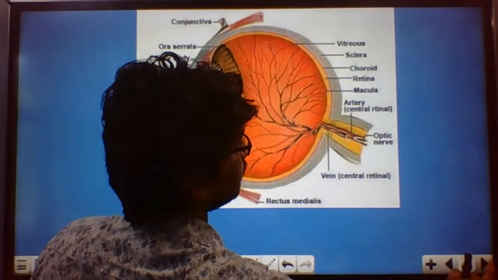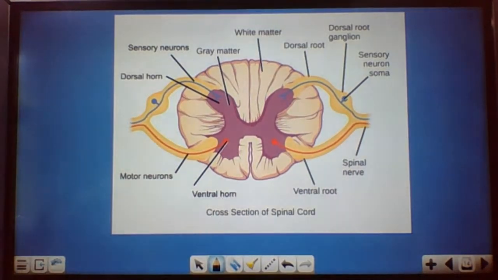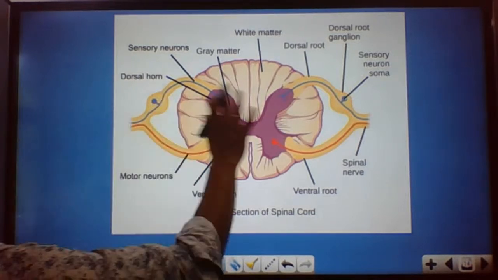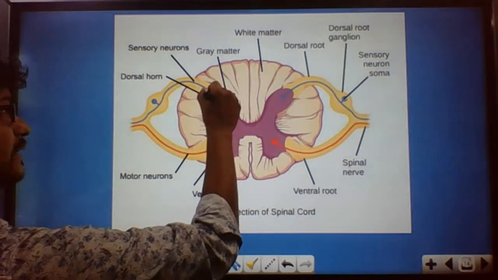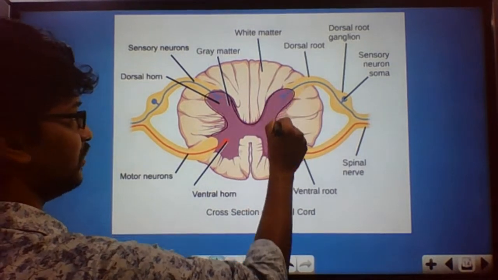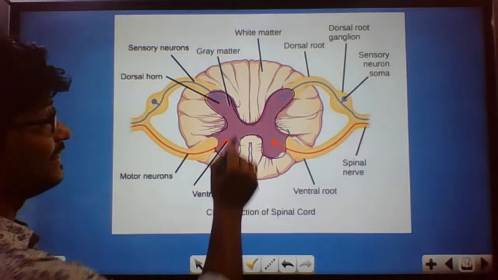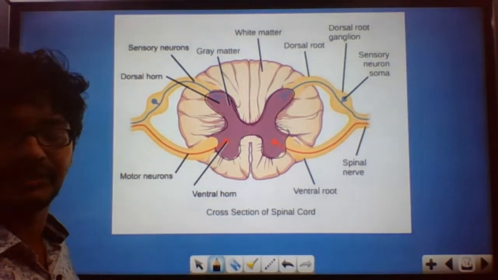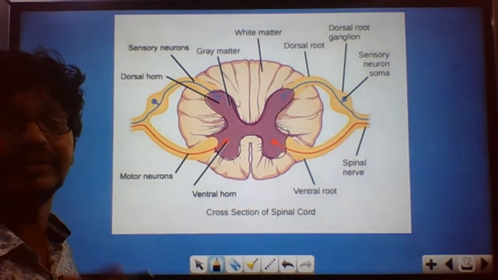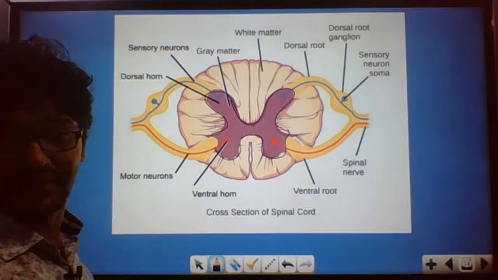And coming to the next part, the spinal cord itself. Here you could see the spinal cord, and this again tells you how the reflex action takes place. Coming to this part, it's the gray matter and the white matter. In the spinal cord, the inner part is the gray matter. This H-shaped, butterfly-shaped structure is the gray matter, and outside is the white matter. But in the brain it's vice versa: inside is white and outside is gray. In the spinal cord, inside it's gray and outside it's white matter.